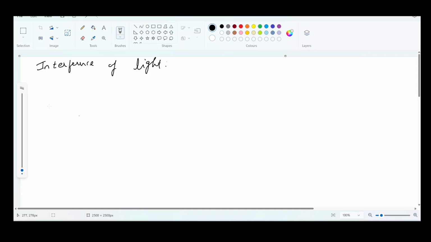So what kind of a diagram can we have here? Of course, we have a source of light. It can be a bulb, and then you have two slits. This is S1, this is S2. So there are two slits, and because of these two slits, you get a pattern on the screen. This is the screen. Let the distance of the screen from the slits be D. Let me write it here, capital D.